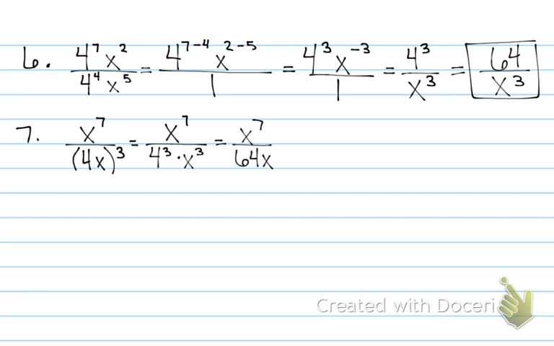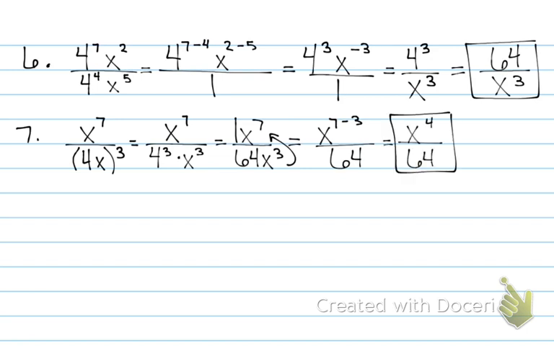64 x to the third power, but it's not simplified yet because now do I have a common base? Yes, my x's. And so I can subtract, and again, guys, when I subtract 7 minus 3, it's gone in the denominator. The x has moved all the way into the numerator, and it's not in the denominator anymore. X to the 4th over 64. Okay? All right, good. Yay, that makes me happy.